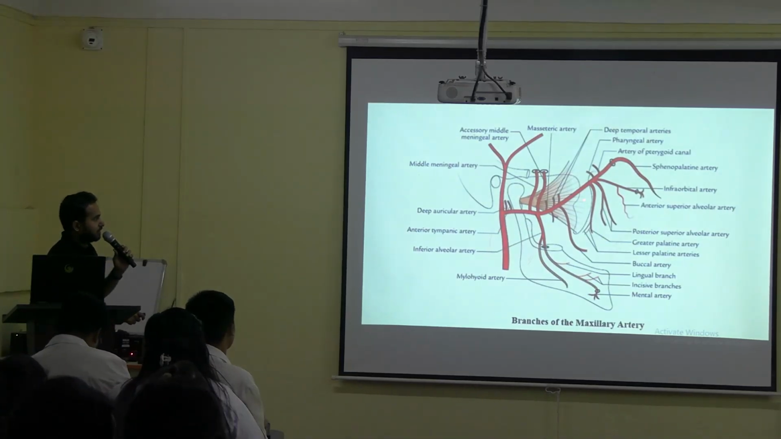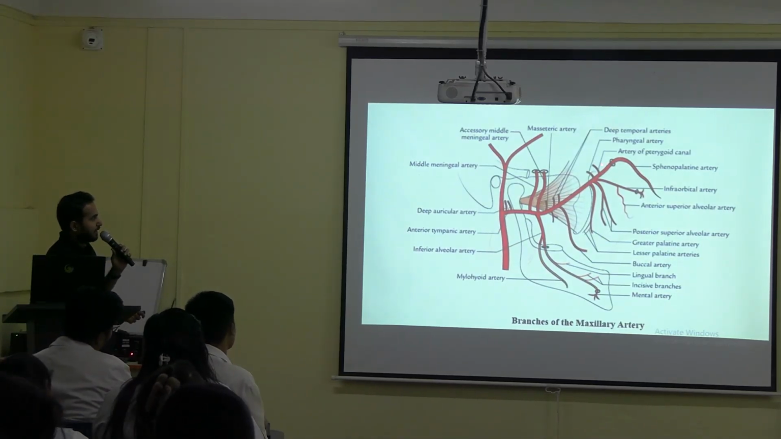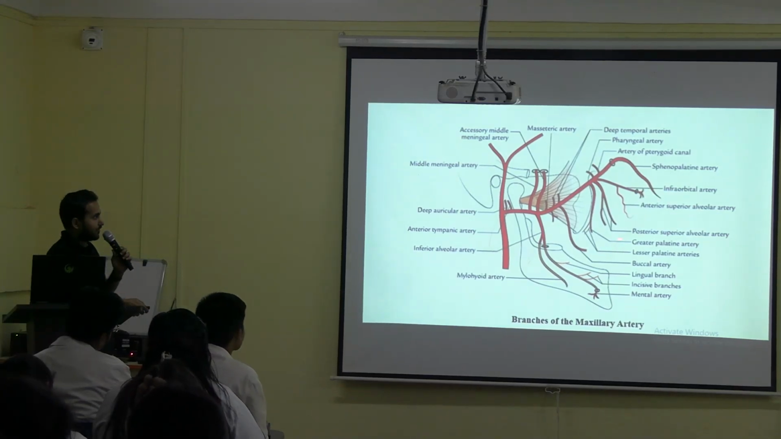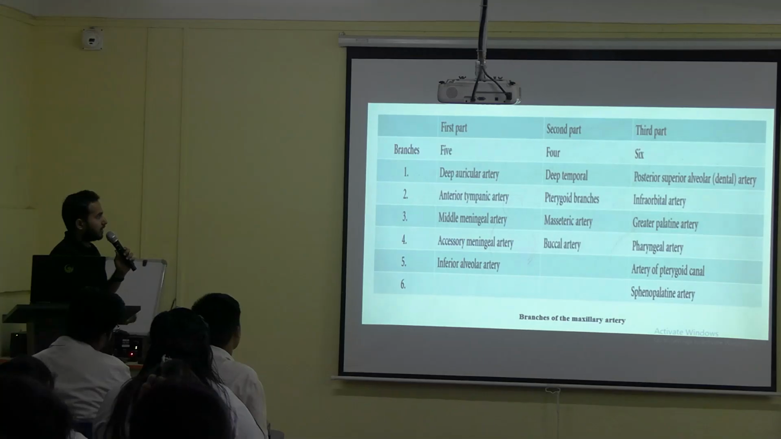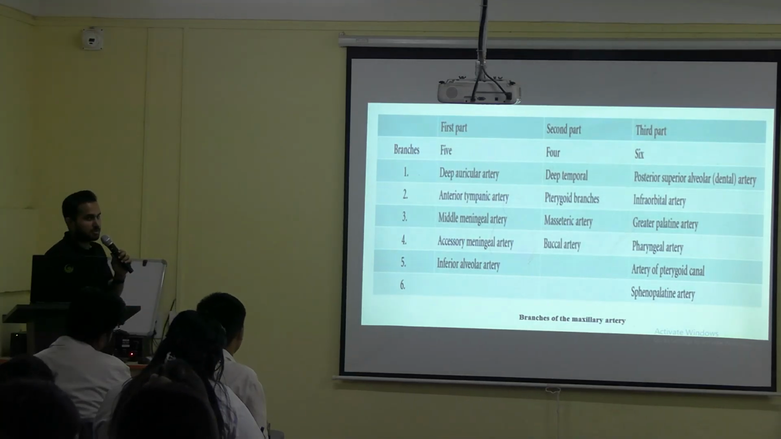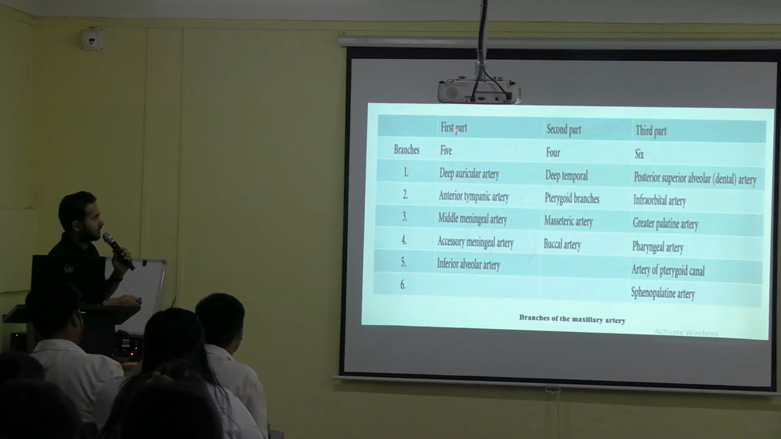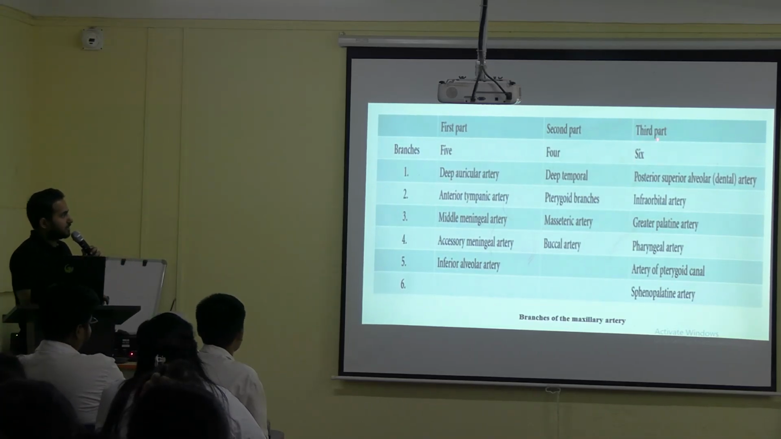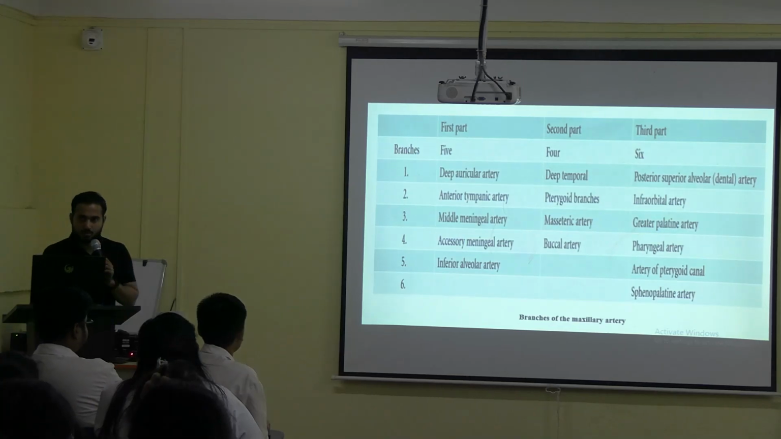Here you can see the branches. And one of the important terminal branches is the sphenopalatine artery. Now here you can see, as I said, 5 4 6. So first part, second part, third part: 5 4 6. The first part has 5 branches, the second part has 4 branches, and the third part has 6 branches.